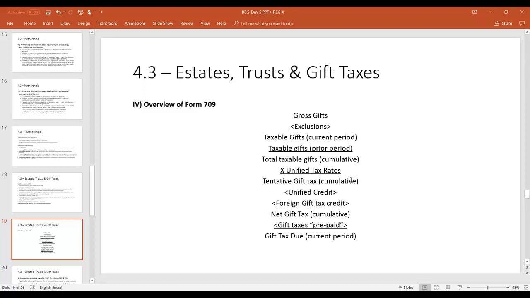Remember, I said what is unified here? Unified means it is the estate and the gift tax rate together. Because again, as I said, they don't want us to give away gifts during a lifetime and escape the estate tax liability. So they unify both of them and they've computed a unified tax rate. To this, you would apply a unified credit.